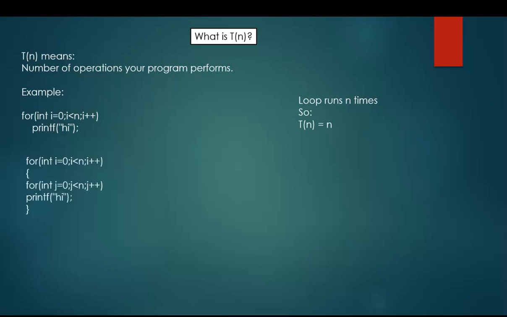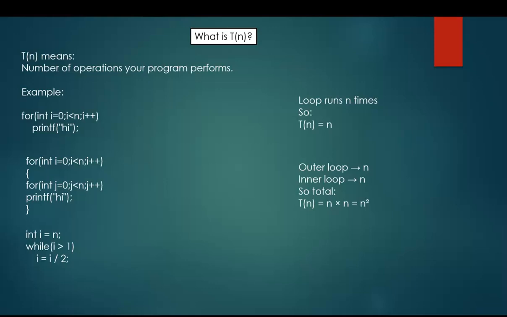Now let's try a nested loop. There is a for loop and another nested for loop, and I am printing hi. The outer loop runs n times and the inner loop runs n times. So the total is n into n, which is n squared. So T of n is nothing but n squared.